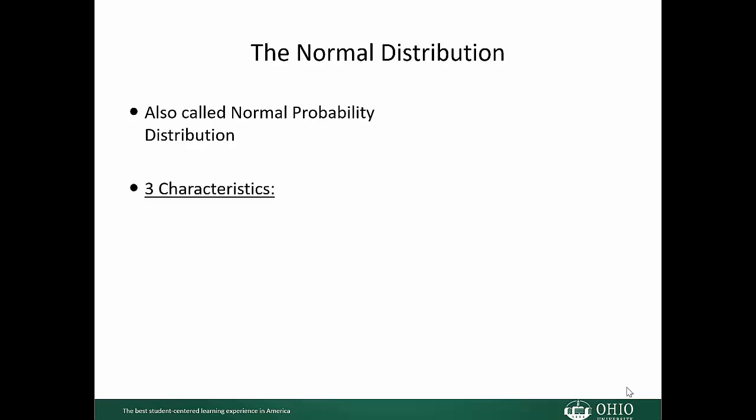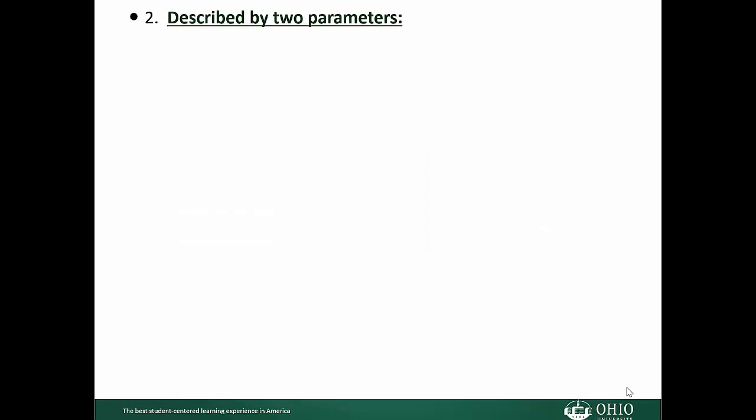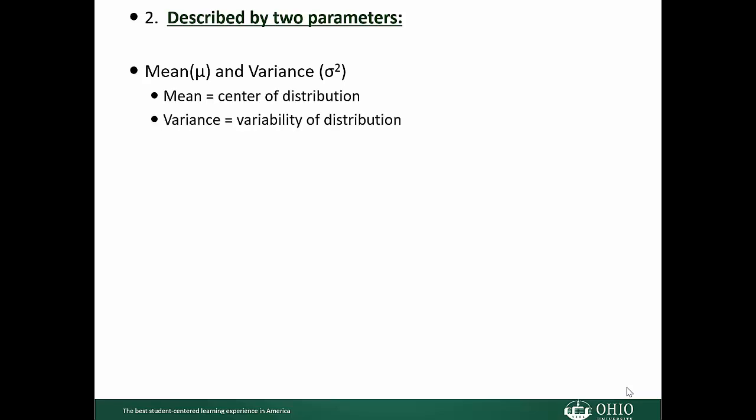characteristics of the distribution. The first characteristic you're familiar with, and that's that it's bell-shaped and symmetrical, and the mean equals the median equals the mode. The second characteristic is it can be completely described by two parameters, which is the mean and the variance, or the standard deviation, right? The standard deviation is just the square root of the variance. A lot of times people just focus on or report the mean. However, the variance or variability is just as important.